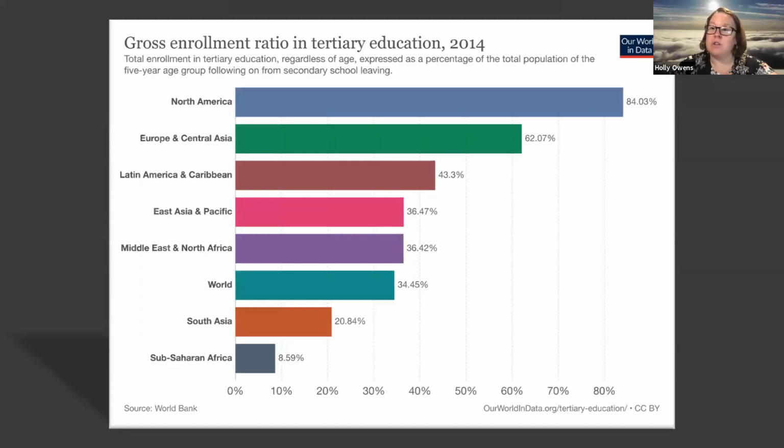So for us in the United States, that would be high school, and then they go to the college or university level. You can see there's a variety here, and it's pretty large in North America and Europe and Central Asia. Then you have the rest of the world falling into place, and the world itself is at about 35%. That's pretty awesome, considering how big the population is. That's a lot of people.